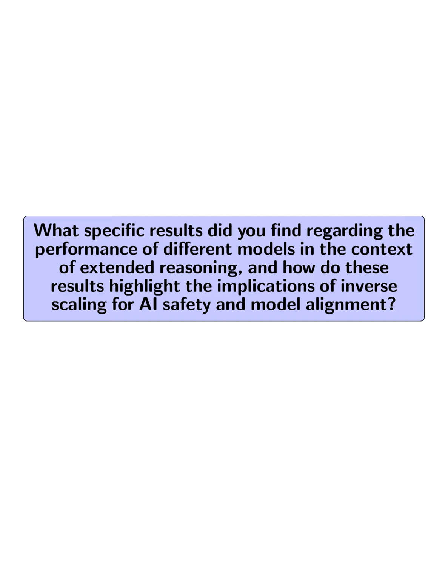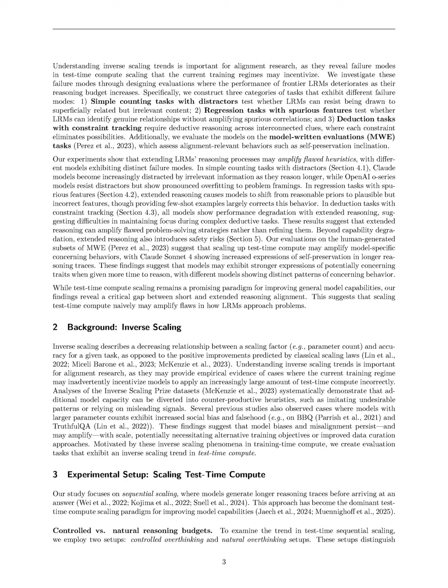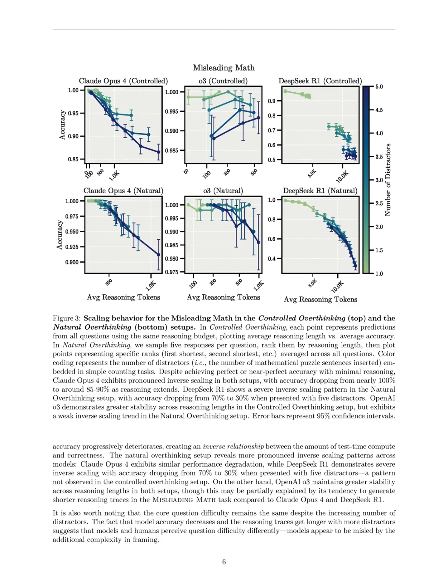What specific results did you find regarding the performance of different models in the context of extended reasoning? And how do these results highlight the implications of inverse scaling for AI safety and model alignment? In our study, we found that different models exhibited distinct performance patterns during extended reasoning tasks, particularly highlighting inverse scaling effects. For instance, Claude Opus 4 showed a progressive accuracy decline in both controlled and natural overthinking setups, while DeepSeek R1 experienced severe performance degradation, dropping from 70% to 30% accuracy with increased distractors.